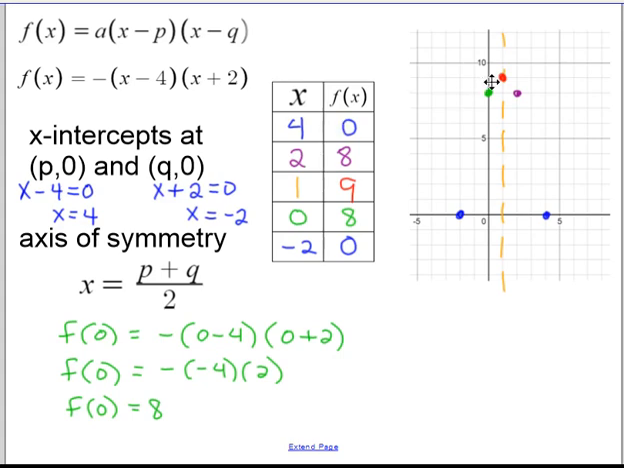And I can reflect that point to the other side of my axis of symmetry. So the y value is 8. I come down here and read the x value is 2. I can put 2, 8 into my table.